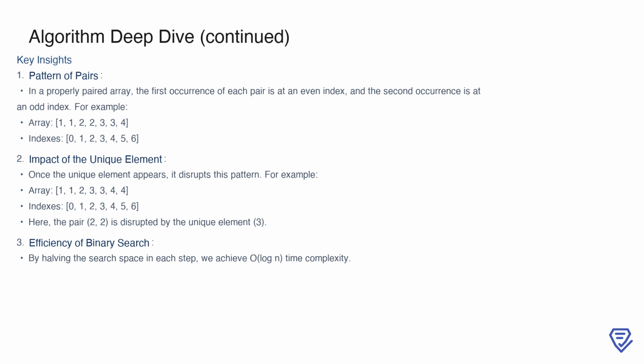For example, in the array 1, 1, 2, 3, 3, 4, 4, the unique element 2 appears at index 2, causing the subsequent indices to shift. This disruption is what binary search exploits, using the pairing pattern to determine whether the unique element is to the left or right of the midpoint. By halving the search space at each step, the algorithm achieves O(log n) time complexity, making it highly efficient.